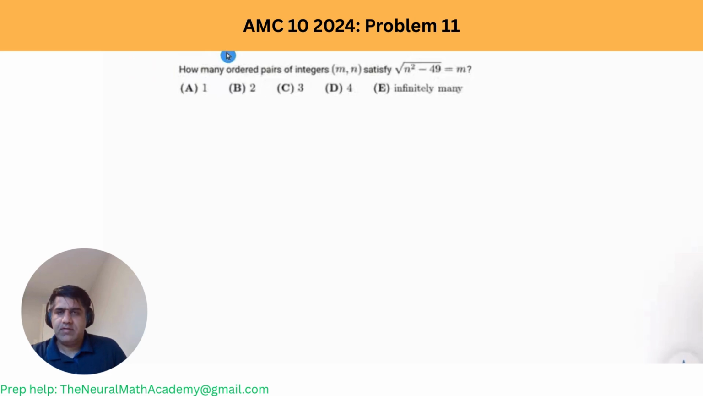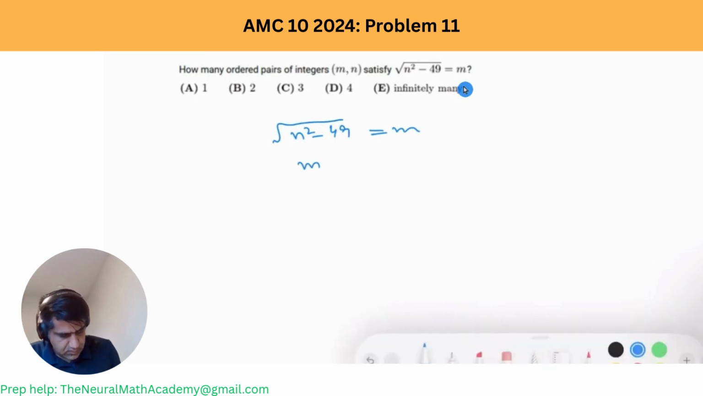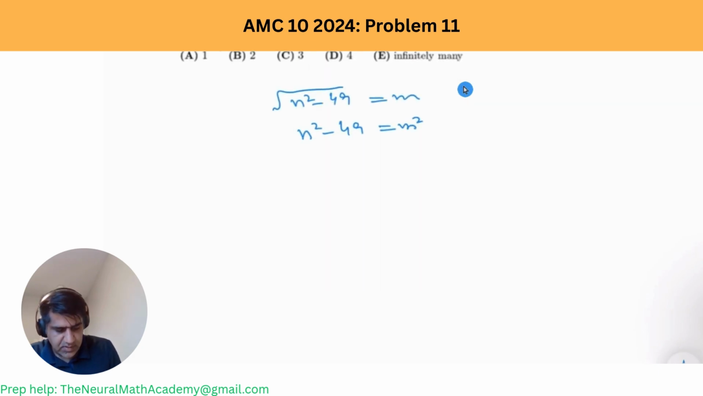Let's solve problem 11, where we have to find the number of ordered pairs of integers (m, n) that satisfy this relation. First I will rearrange the given equation and square both sides. Then I am left with n squared minus 49 equals m squared. Rearranging, I get n squared minus m squared equals 49.